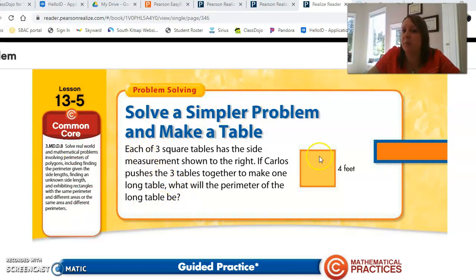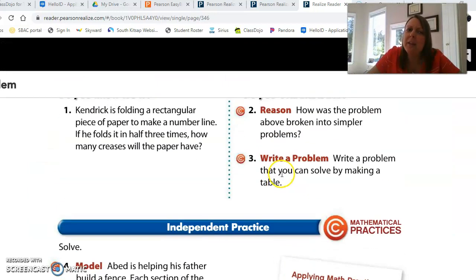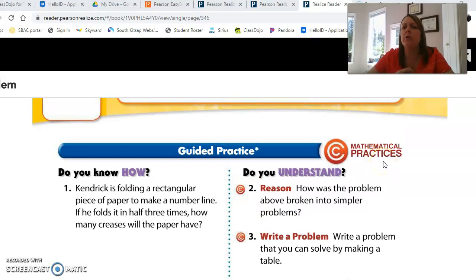13.5, solving a simpler problem. Now, one thing that I like to do with problem solving is draw pictures. To me, it really helps out because then I have a little bit more of a visual aid. So number one says Kendrick is folding a rectangular piece of paper to make a number line. Remember when we tried to make the fraction strip number line? That was a toughie. If he folds it in half 3 times, how many creases will the paper have?